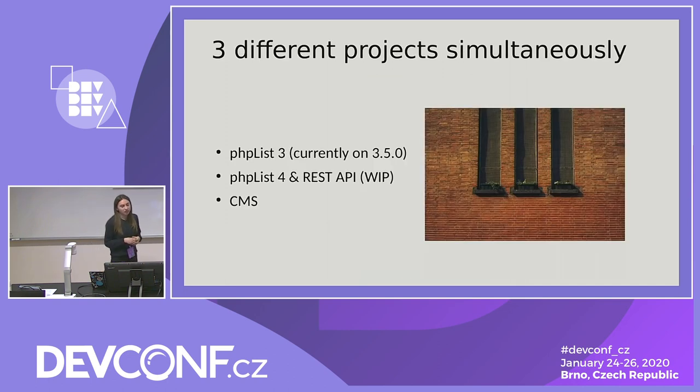Another thing to have in mind was the three different projects that were running simultaneously. It was phpList 3, which is the software we have now. We are currently on version 3.5.0. phpList 4 and the REST API, which are work in progress. phpList 4 is a rewritten version of the one that we have now. And the CMS, which is the software used for the hosted clients.